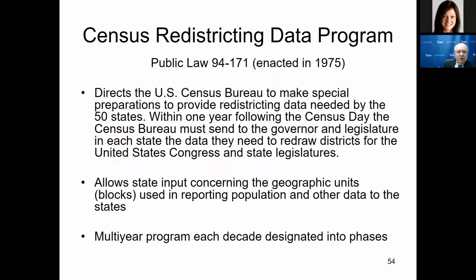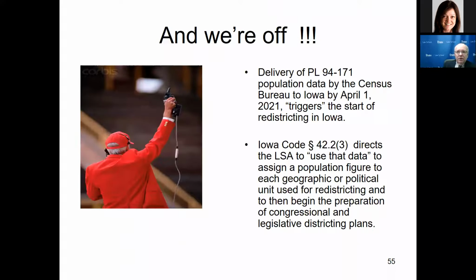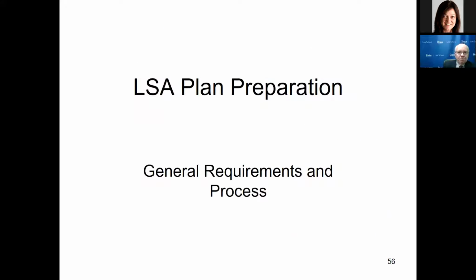Well, that information does provide the data necessary for states to conduct redistricting. And so based on these federal redistricting efforts, how does Iowa do redistricting? The delivery of that data by the Census Bureau triggers the start of redistricting in Iowa. And the Iowa Code requires that the Legislative Services Agency use that data to assign a population figure to each geographic or political unit used for redistricting, and to then begin the preparation of congressional and legislative districting plans.